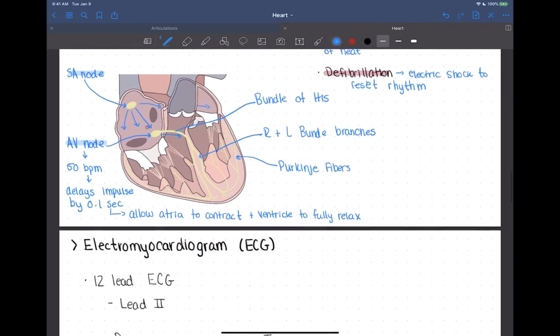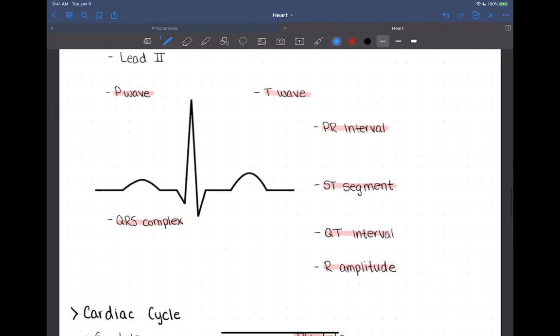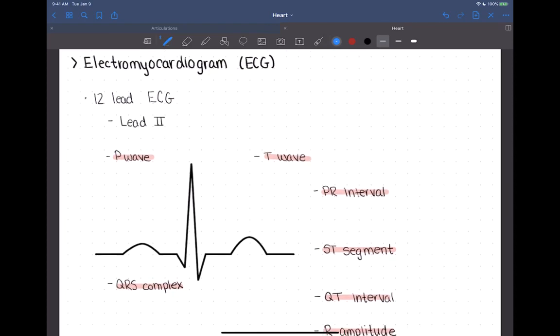All right, so now let's talk about the ECG. This will be the last topic for this video. ECG, or electrocardiogram, also called an EKG, refers to the same thing: placing electrodes on the skin to detect electrical signals from the heart. The typical ECG is a 12-lead ECG, meaning there are 12 different electrodes placed on different areas, reading electrical activity from different angles on the heart.